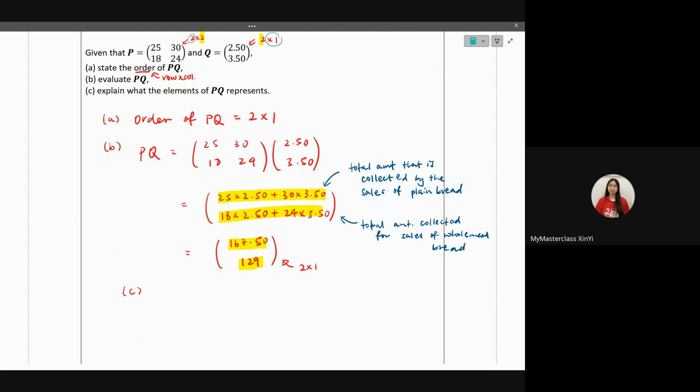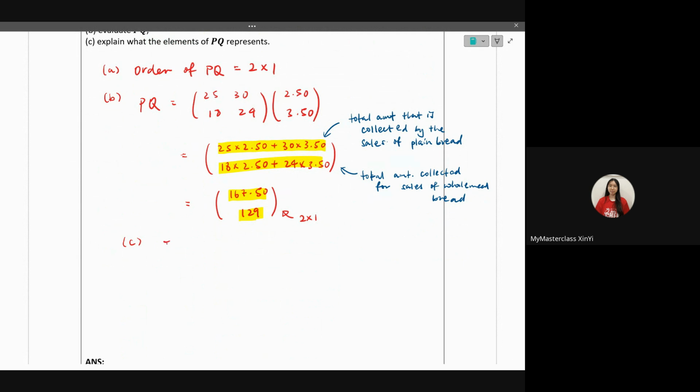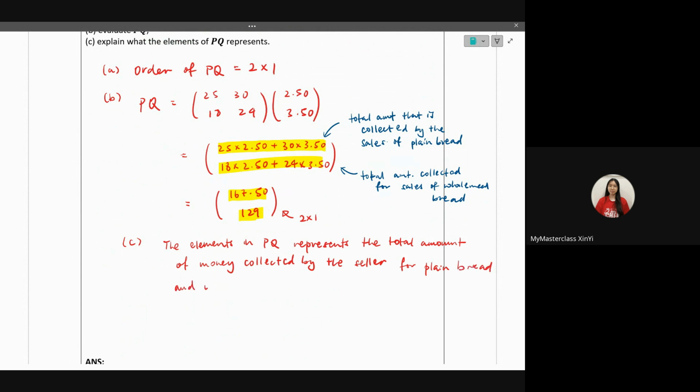So, to explain what the elements of PQ represent, you're going to write down: the elements in PQ represent the total amount of money collected by the seller for plain bread and wholemeal bread, respectively.